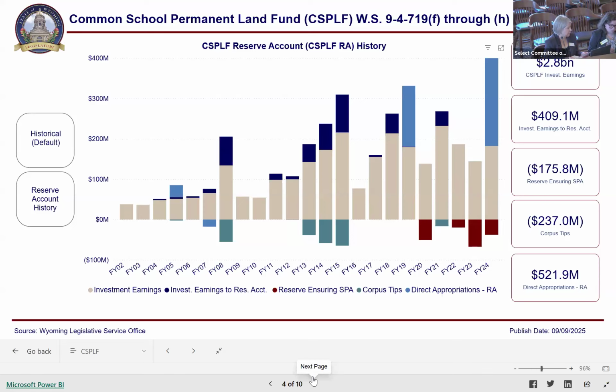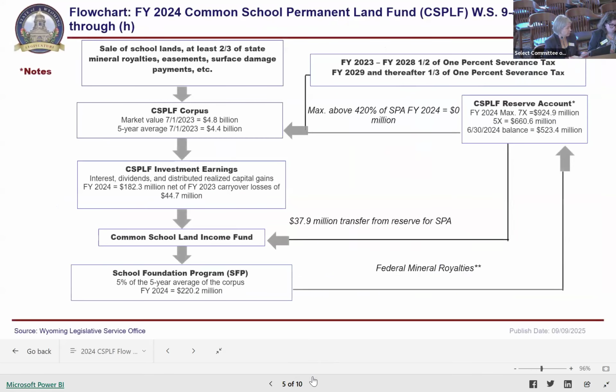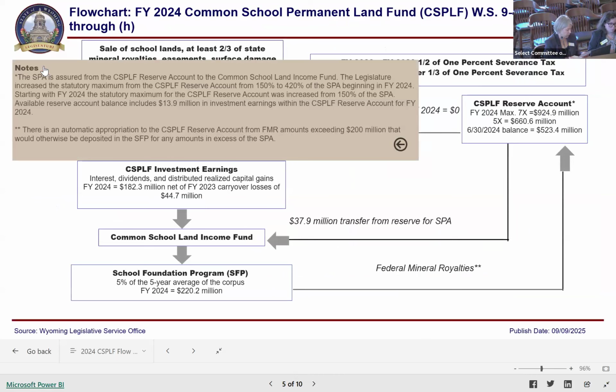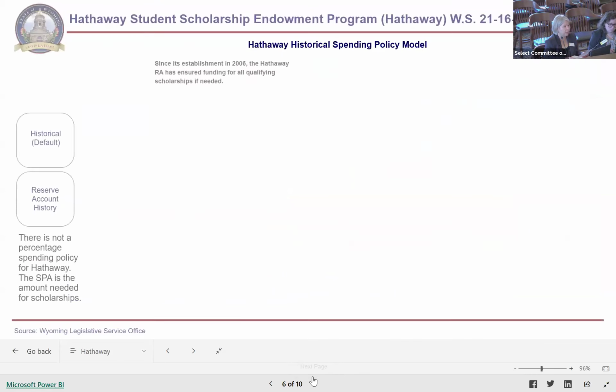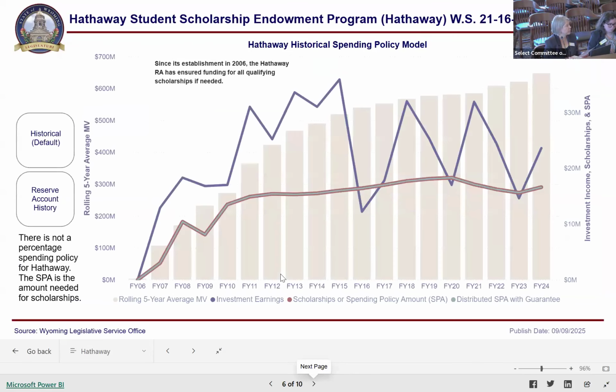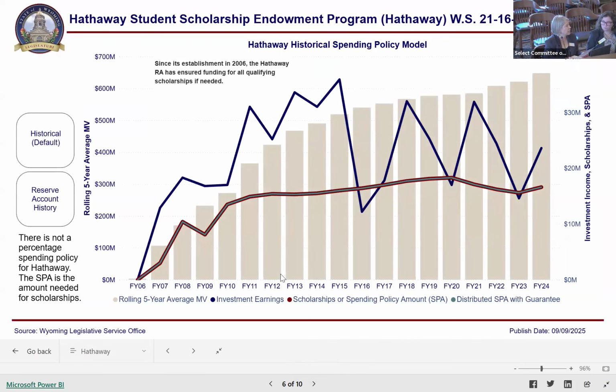Moving on to the next slide. It's just the flow chart for fiscal year 24 on the Common School. And then we'll move on to the Hathaway, which is unique and kind of interesting. The reason why the Hathaway is unique is because there's no percent spending policy amount for the Hathaway. The spending policy for this fund has always been the amount necessary to support scholarships. And so the spending is not related to the size of the fund.